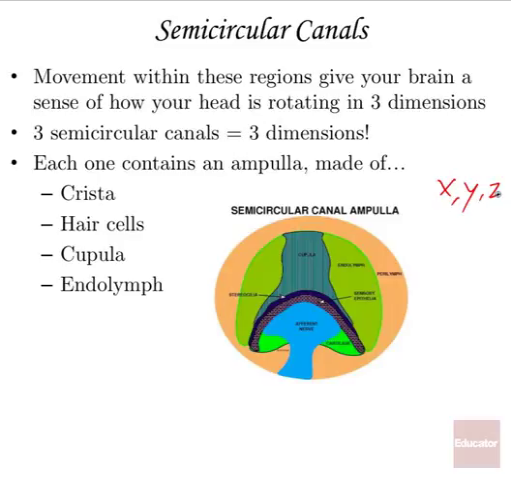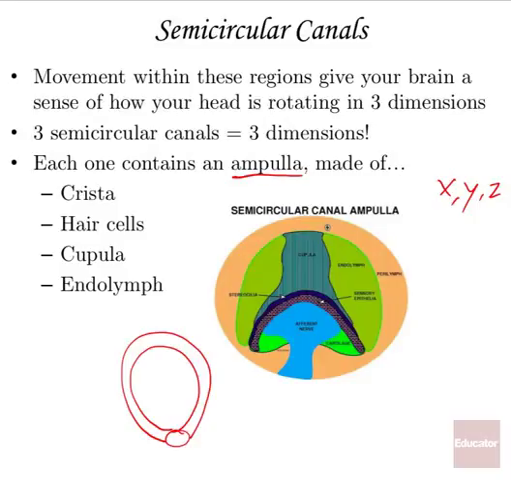Sometimes 1, sometimes all 3. And so here are the planes. There's this one, there's this one, and there's this one. And depending on how you move your head, you're going to manipulate one or more of them. So each one of these semicircular canals, if you look at the canal being shaped like this, there is lymph fluid inside the canal, and then at the base of each of these 3 canals is something called an ampulla, and plural would be ampullae.